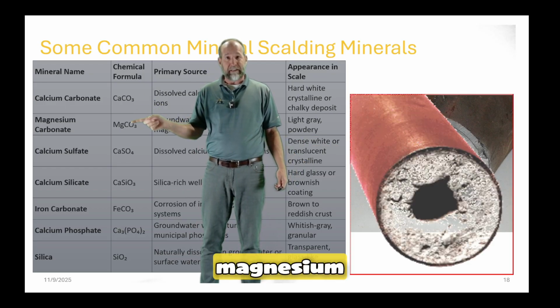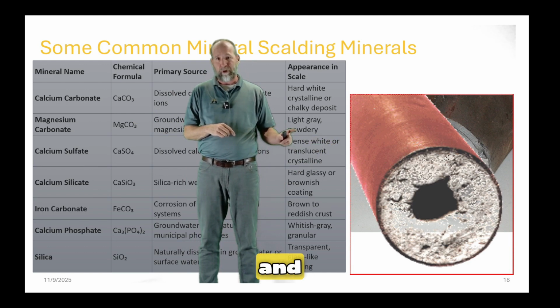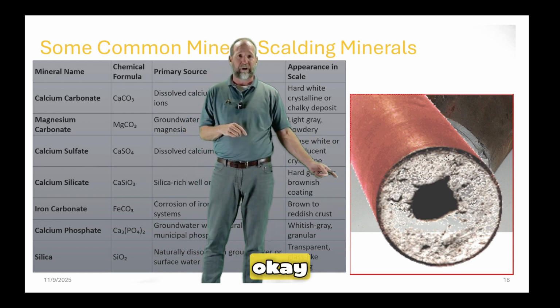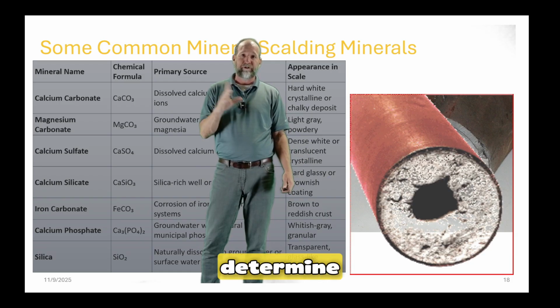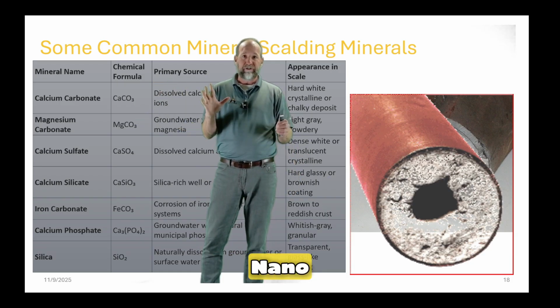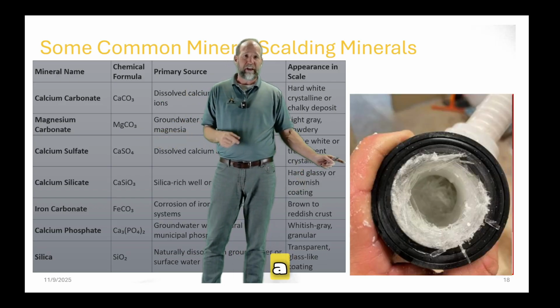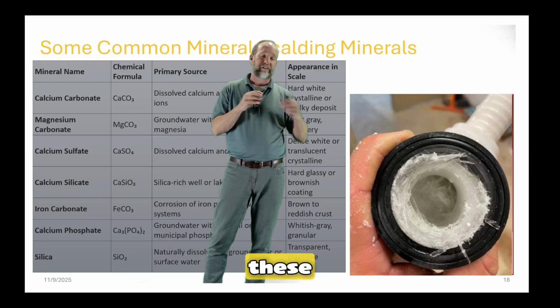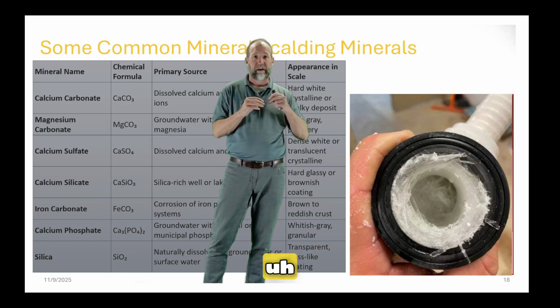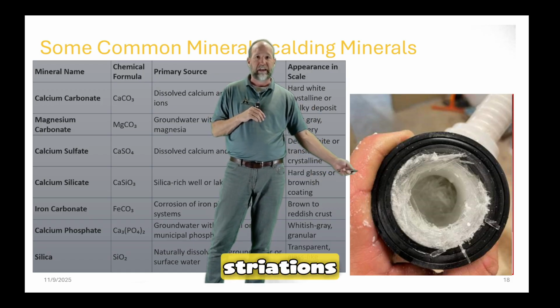The next one is magnesium. So magnesium typically plates out more of a light gray, and it's a lot more powdery, okay? And we can do water samples to determine if you have calcium or you have magnesium in your water. Good news is nanobubbles will work on either one of those. Calcium sulfite looks a little bit more squirrely. It kind of has these strands. It almost looks like insulation, if you will, or it just has that kind of striations.